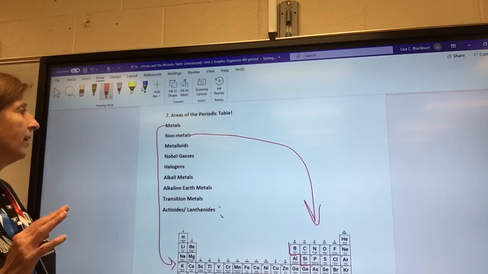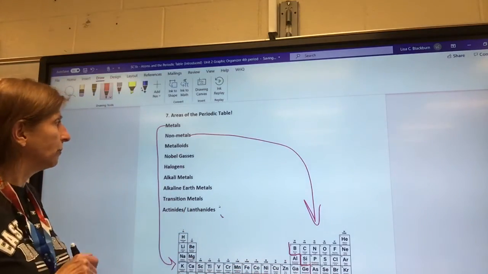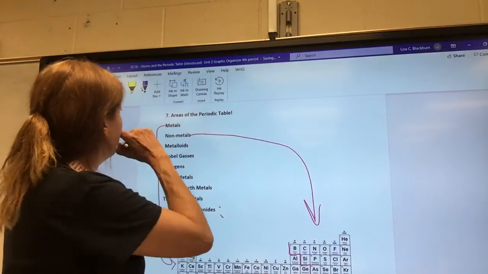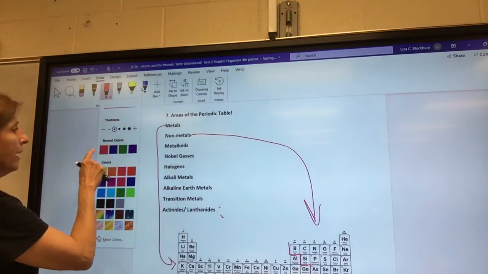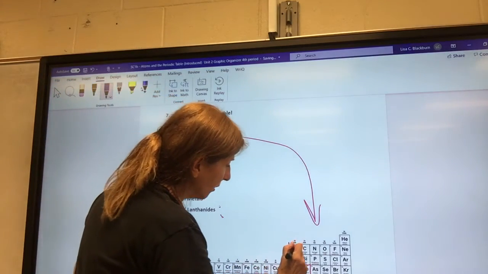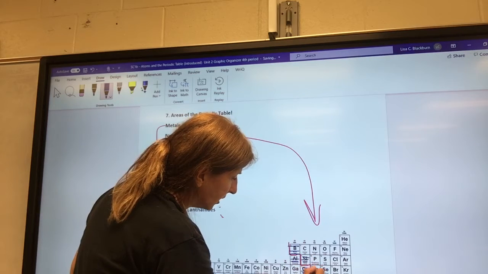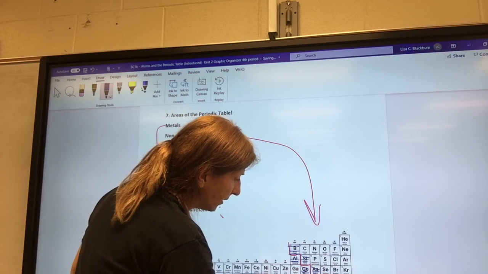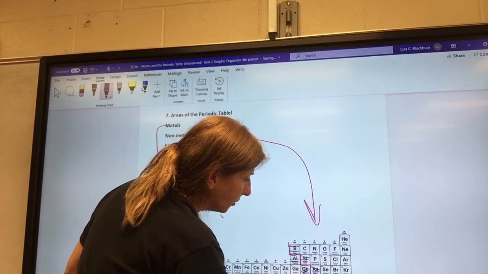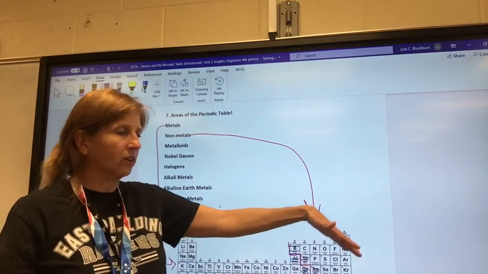Okay. So that's the biggest division, but there are others. There's ones that are called metalloids. I'm going to change my color here. The metalloids are the ones who touch the stairs. So I'm going to draw little lines through them. These are the ones who touch the stairs, and they're metalloids. They have characteristics of metals and nonmetals, including metals are good conductors, nonmetals are not.